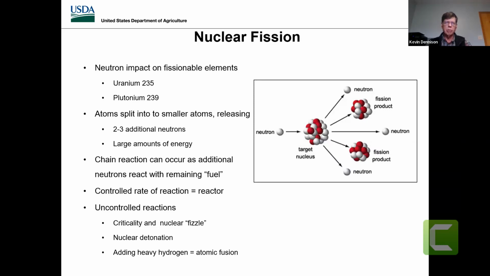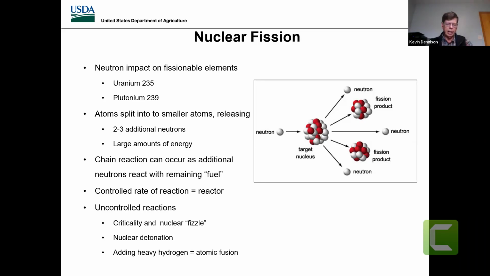But it also releases some additional free neutrons, which can create more splitting. And so in a chain reaction like this, if you control that chain reaction, you can get a nuclear reactor and just get heat and run a power turbine. In an uncontrolled reaction, if you push two pieces of plutonium together, you can get a criticality. They'll blow themselves apart and release a lot of radiation, but it wouldn't be a full nuclear explosion.